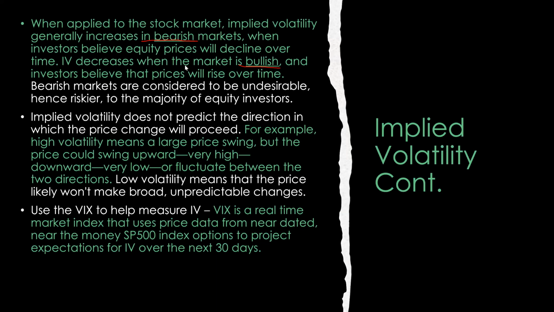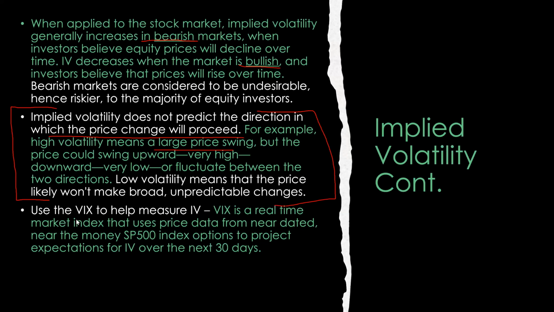Implied volatility does not predict the direction in which the price will proceed. Remember that the higher the IV doesn't mean that it's going to go up. It doesn't mean it's going to go down. It's just telling you that it's probably going to be a big move up or down. So a large price swing is probably going to happen, but it could swing upward very high, could swing downward very low, or fluctuate between the two. And when that happens, that's where you get another IV crush if it fluctuates like that.